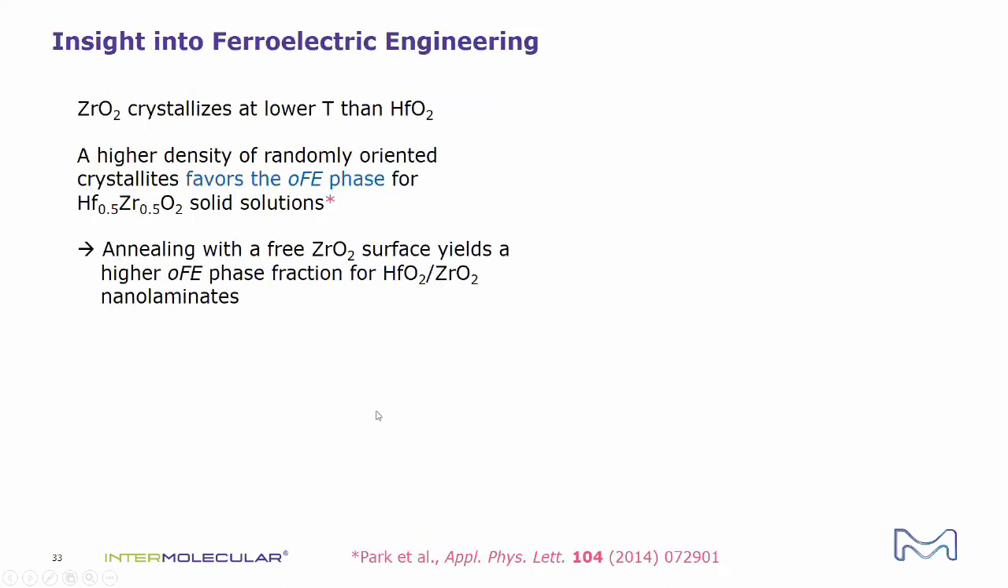So what insight does this actually give us into engineering ferroelectrics? Well, one thing that we knew ahead of time from the literature is that zirconium oxide tends to crystallize much more readily at lower temperature than hafnium oxide. And it's been also suggested that having a higher density of randomly oriented crystallites will favor the orthorhombic ferroelectric phase. So what we think is happening is that when we anneal with a free zirconium oxide surface, that is in sample SHZ, we end up with a higher orthorhombic phase fraction because we have this unconstrained surface, which somehow enables the formation of orthorhombic phase.